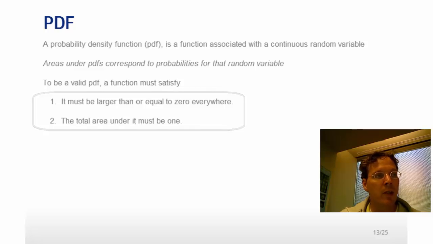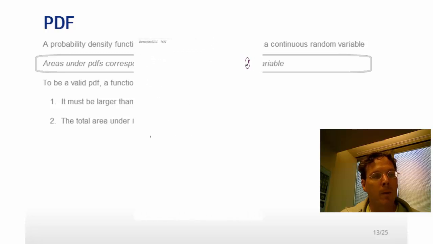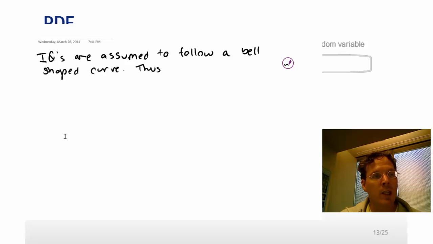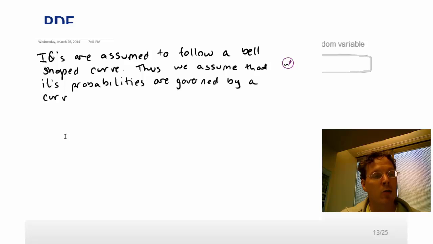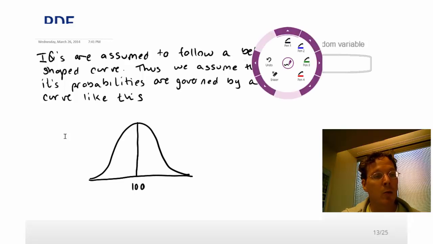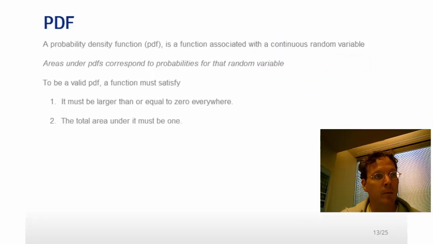And then here is the basic rule of a probability density function. Areas under probability density functions correspond to probabilities for that random variable. So for example, if I say intelligence quotients are normally distributed with a mean of 100 and a standard deviation of 15, that implies that the population follows a specific bell-shaped looking curve, and that I'm assuming that if I were to draw a sample, the probability that a person from that sample has an IQ between 100 and say 115 is this area right here.